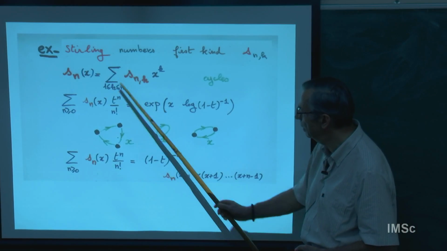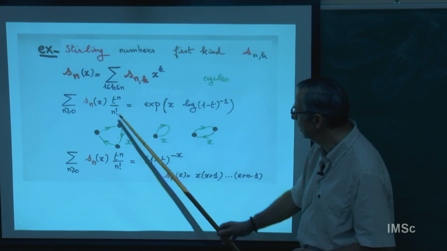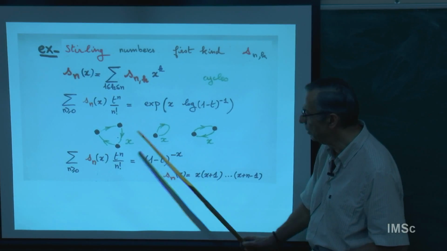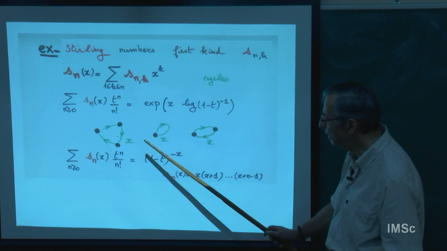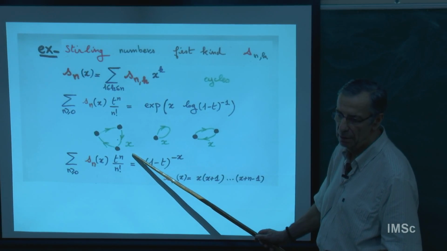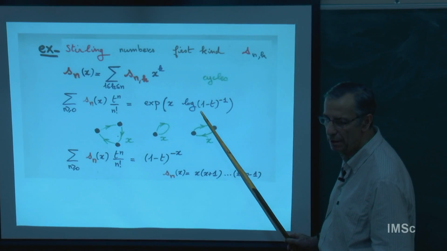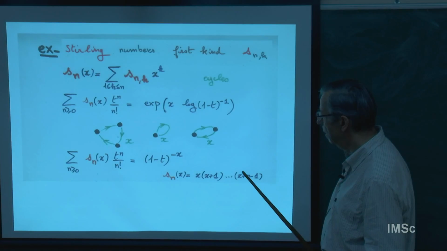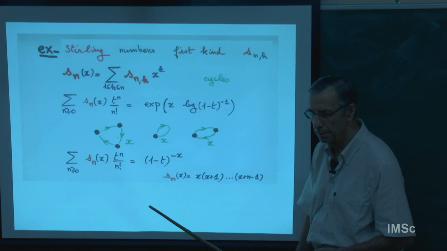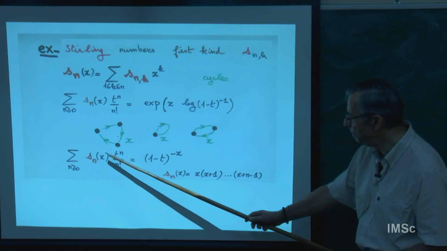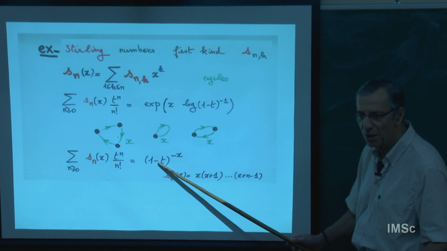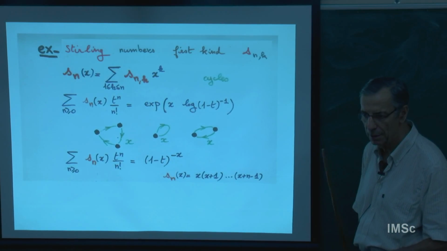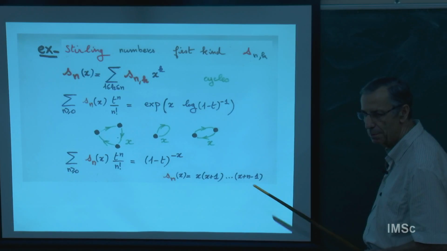So Stirling number is exactly given by this. This is binomial type polynomial, where you are counting permutation according to the number of cycles. So this is exactly exponential of x log of 1 over 1 minus t. The Stirling number is counting permutation by number of cycles, and this polynomial is an analog of what we have done for Laguerre, and this is going to be an explicit expression for Stirling number: x plus 1, x plus 2, ..., x plus n minus 1.